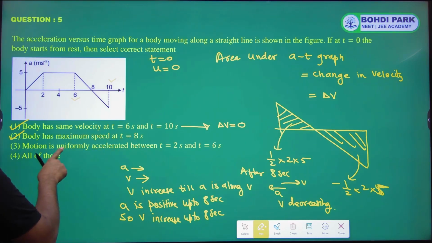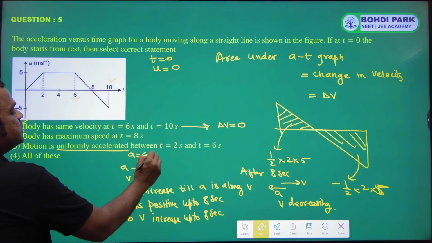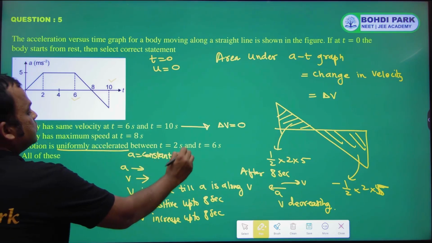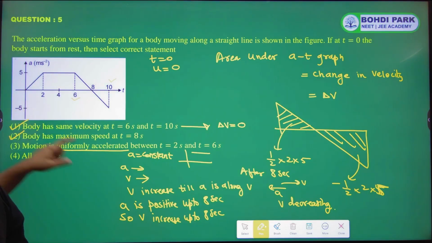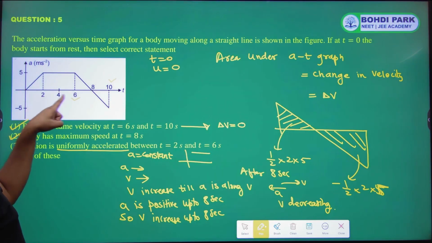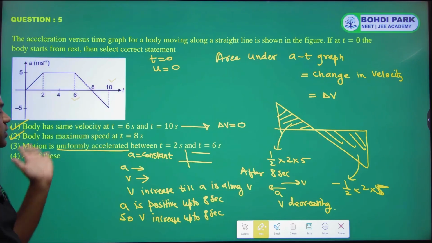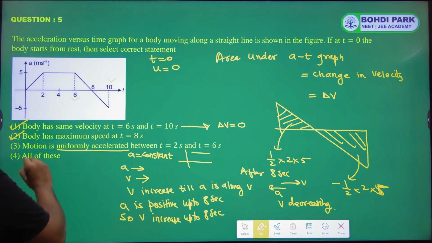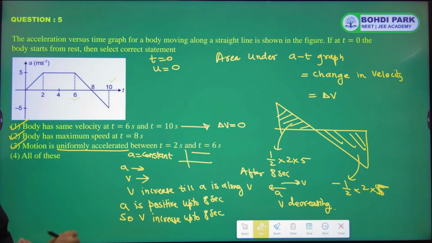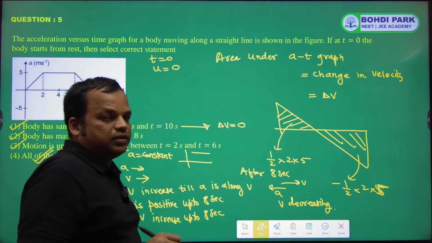Next, motion is uniformly accelerated. Uniformly accelerated means acceleration is constant, so the graph will be parallel to the time axis. Between 2 to 6 seconds, the graph is parallel to the time axis. So acceleration is constant, so it is uniformly accelerated motion. So the third option is also correct. So basically our answer is all of these. Fourth option. Now next question.